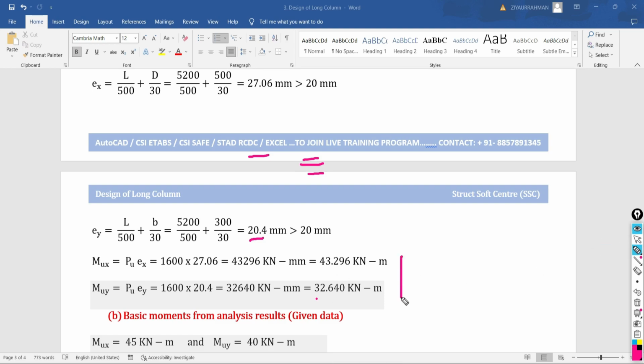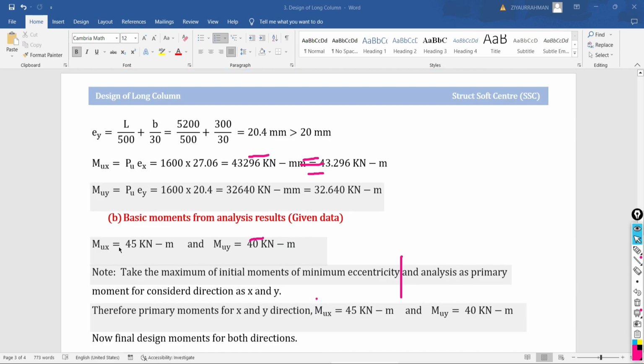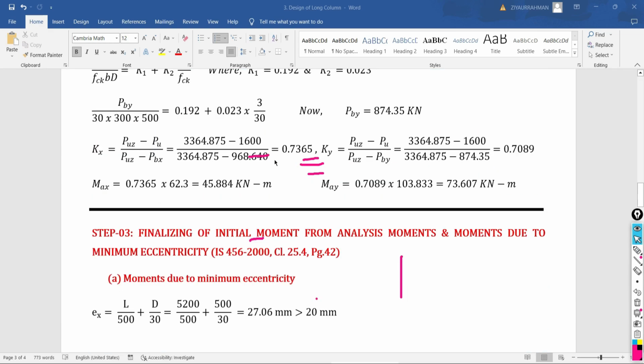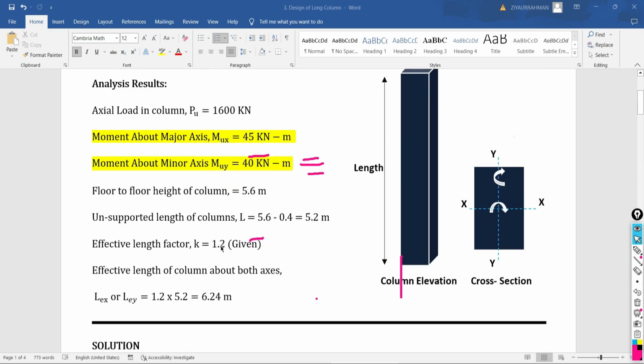Now we have to compare these moments with the moments due to analysis results. So what are the moments due to analysis results? Moment in the x direction is 45 kilonewton meter. Moment in y direction is 40 kilonewton meter. That is given in your problem statement. The analysis results for the moments are 45 kilonewton meter about the major axis, that is x direction. Moment about the minor axis, that is y direction, is 40 kilonewton meter.